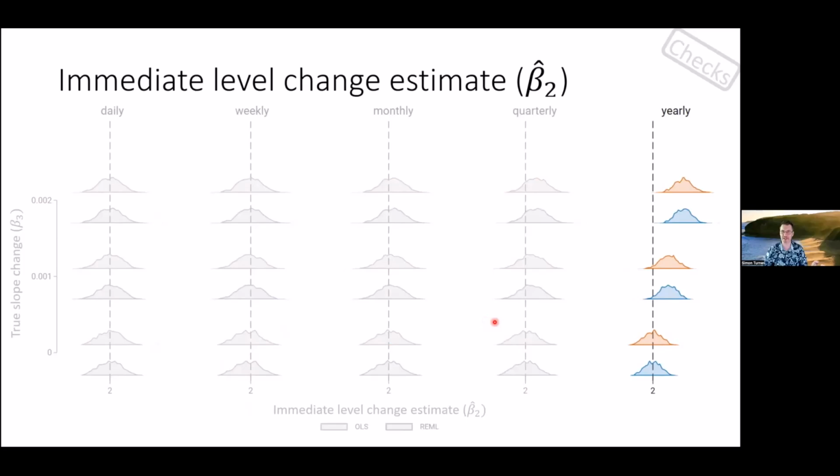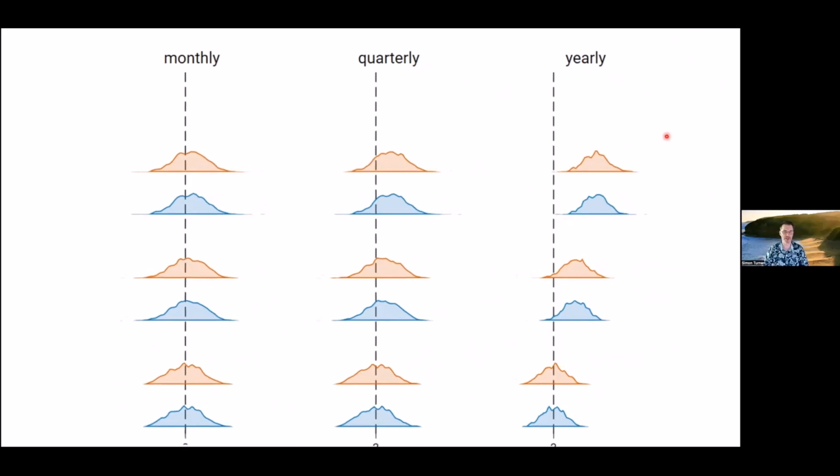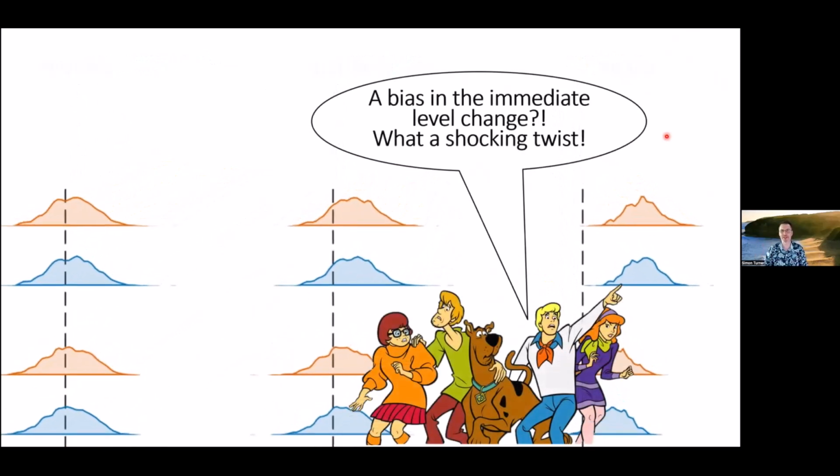Oh, hang on a second. No, he's not. Something's gone funny here. What's happening up in the top corner? These distributions should be giving me a level change of 2, but they're not. They're all shifted across. Now, this was our shocking twist. There's a bias in the immediate level change.